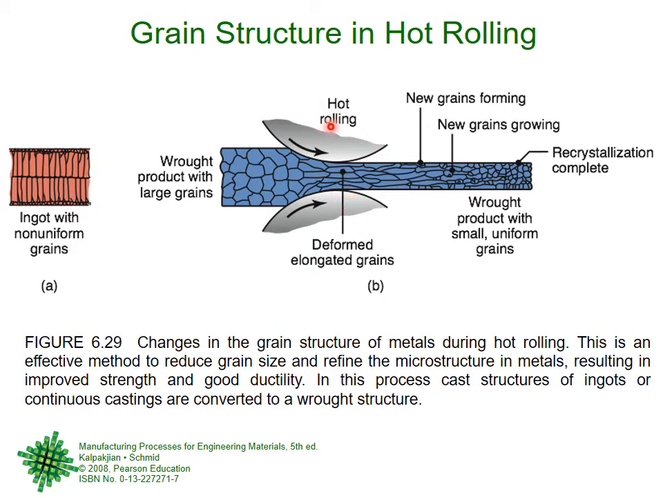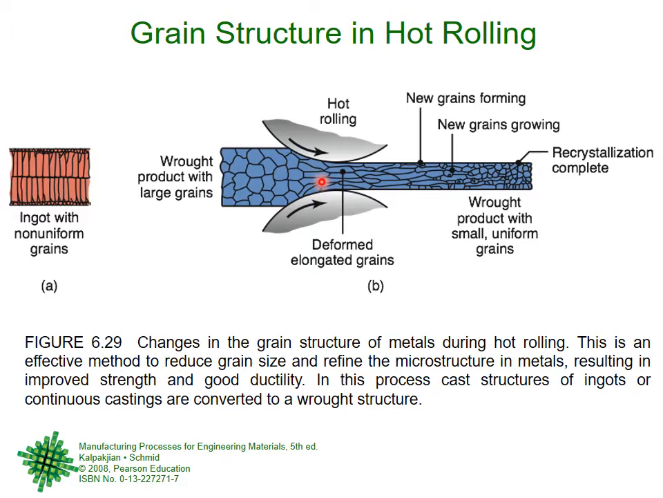Here they are saying hot rolling, right? It could be cold rolling, hot rolling and so on. So these grains are large crystals. When they go through the roll, they become elongated, right? They become elongated. So that is why, because the diameter of the grains has decreased, and the average grain diameter is inversely proportional to yield strength.